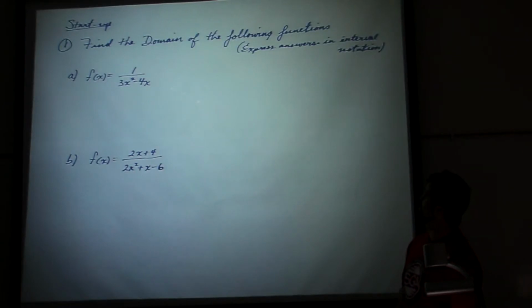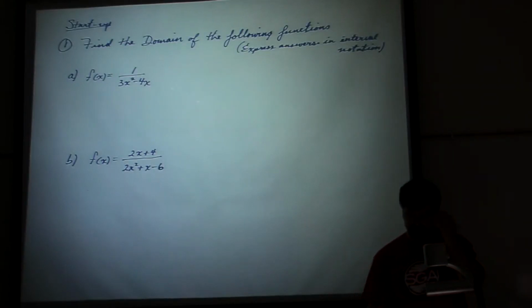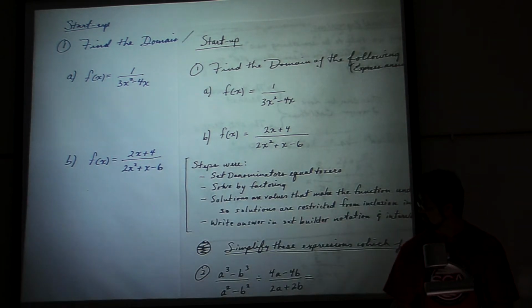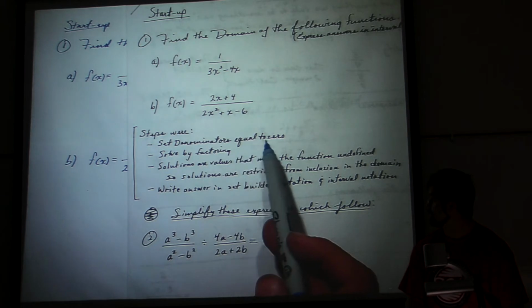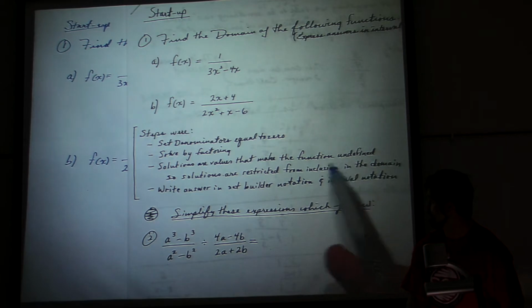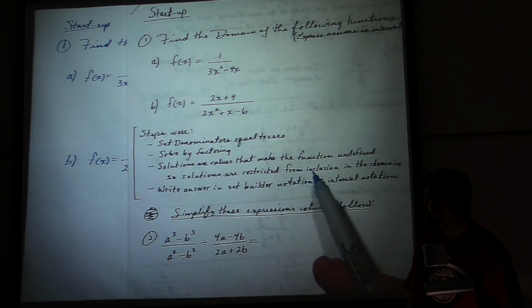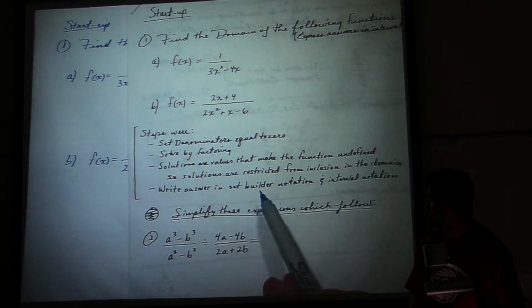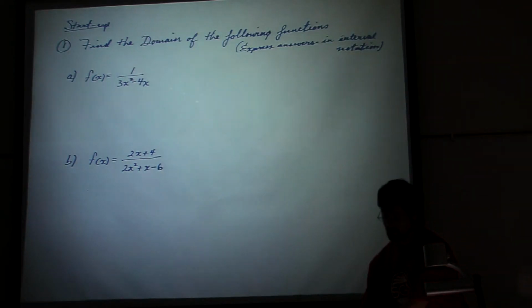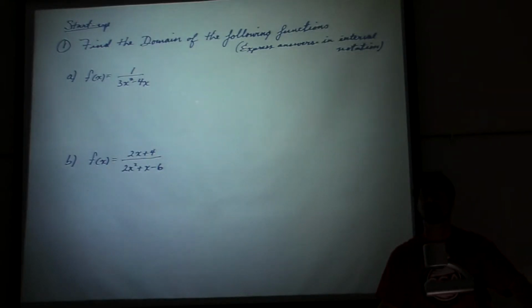It said, find the domain of the following functions and express answers in interval notation. And on your sheet, I also showed the steps to going through this. So we had steps where set denominator equals 0, solve by factoring. Solutions are values that make the function undefined. So solutions are restricted from inclusion in the domain. We're going to write our answer in set builder notation and interval notation. The reason I just said interval notation up here is because that is what you will be responsible for on the test. But it's good to know both. So let me go through those steps.